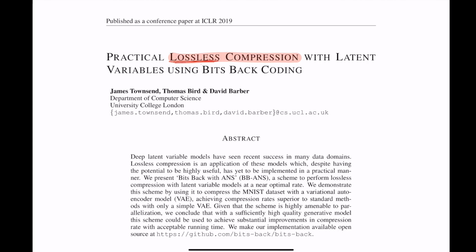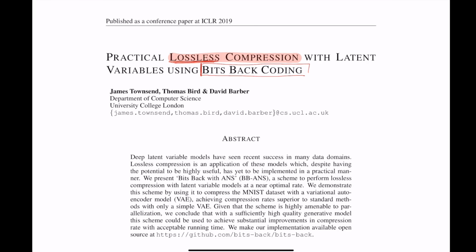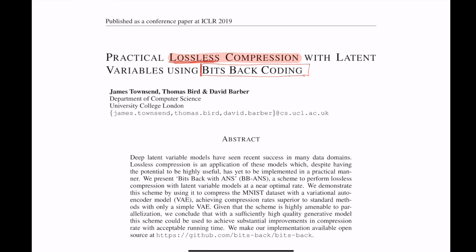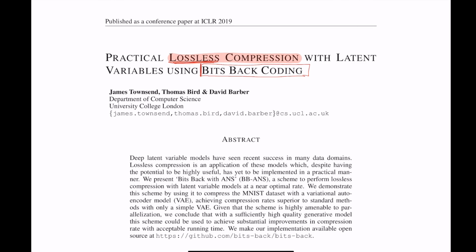Now I have to say that what got me interested was that this scheme of compression, bits-back coding, is something that I've never seen before. And it took me a while to get my head around it. Now I understand it and I want to explain it to the world.